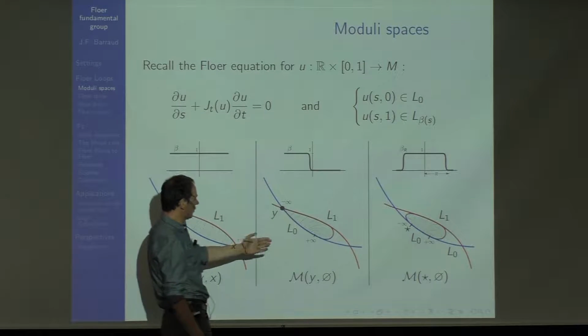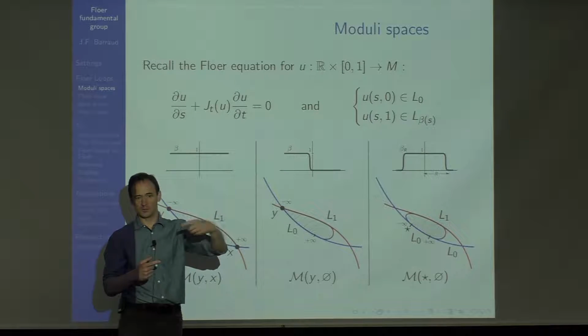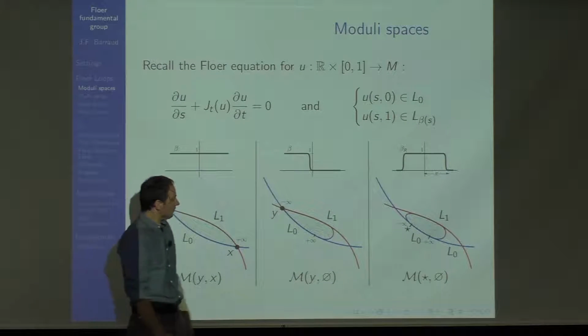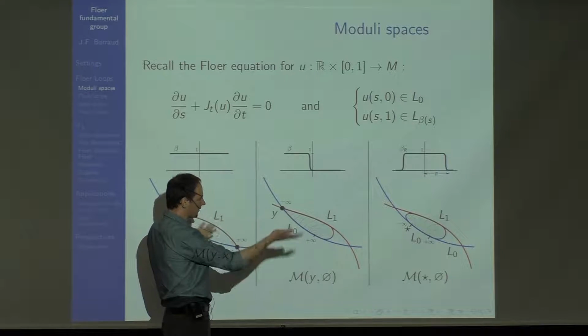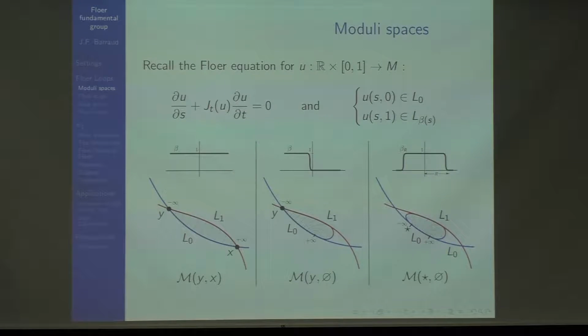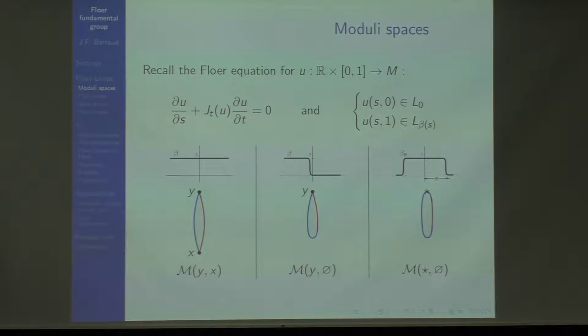And of course, there are versions with Hamiltonian chords, like what we have seen before. But okay, these moduli spaces are very classical in Floer homology, and when you do the PSS and so on. So I don't know if I should comment more on that.